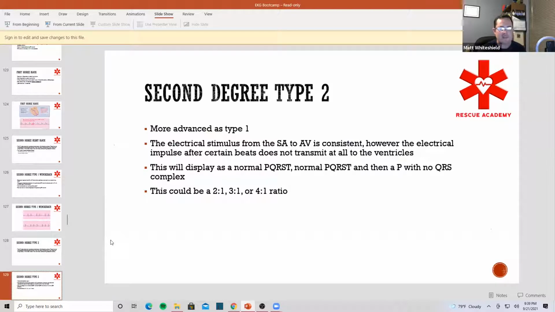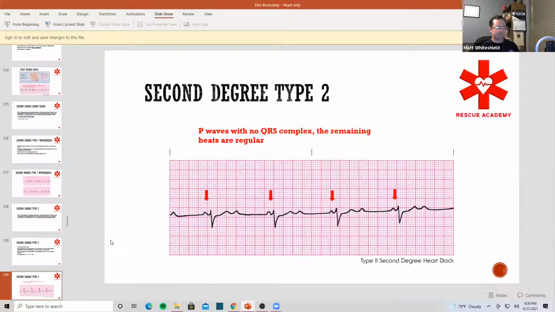You'll see exactly what I'm talking about. What you need to pay attention to is the dropped beats, and is that PRI staying consistent, or is it changing? Remember, if it's changing, it's a second degree type 1. If it's not changing, it's a second degree type 2. So let's take a look.